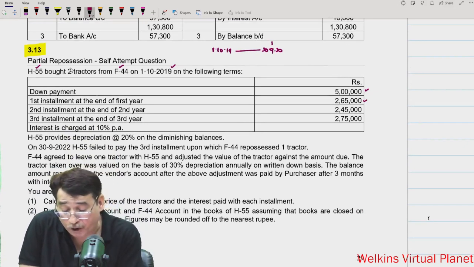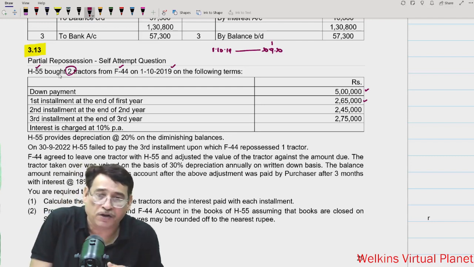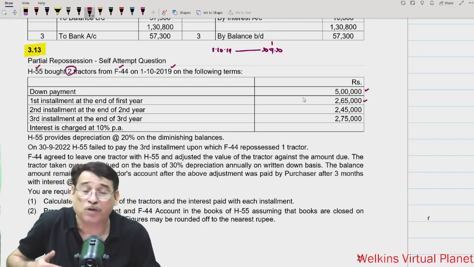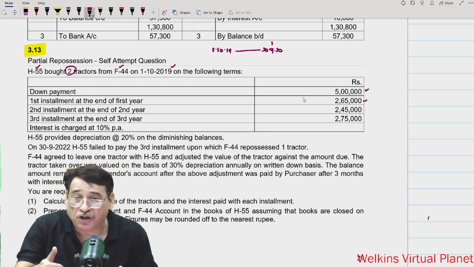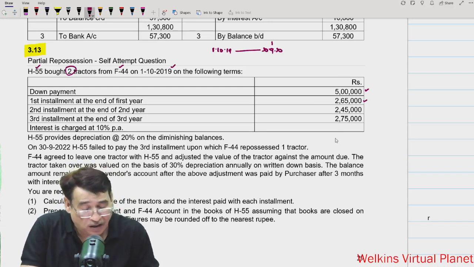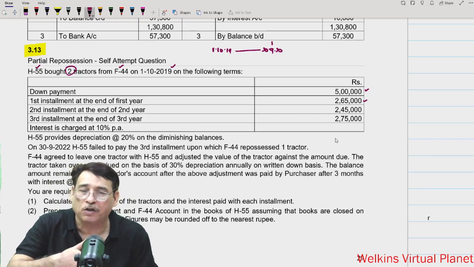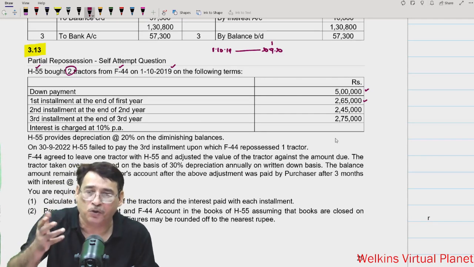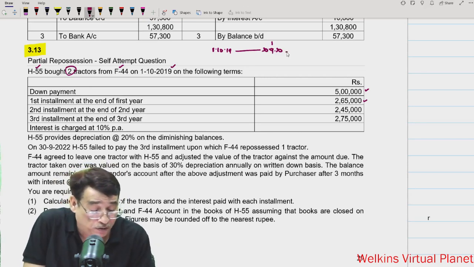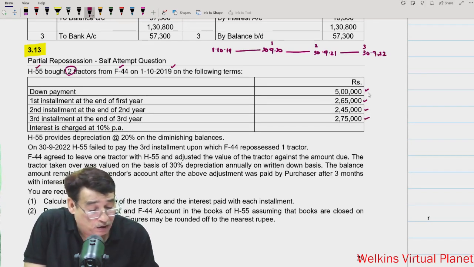And remember, we have bought two tractors, but the information is not given in this manner that the down payment is 5 lakh each. That means this 5 lakh, this entire information, is related to the entire lot of assets, that is two tractors in this particular case. So we are supposed to pay the first installment at the end of the first year, the second installment at the end of 30th of September 2021, and finally the third installment on 30th of September 2022. So these are the installments: this is the down payment, your first installment, second installment, and third installment.